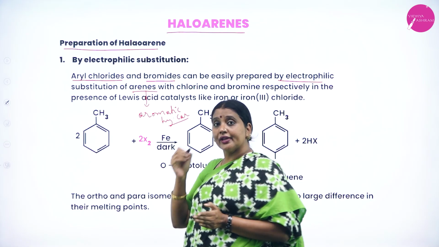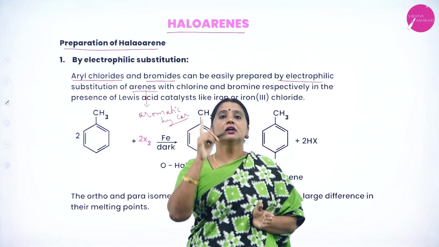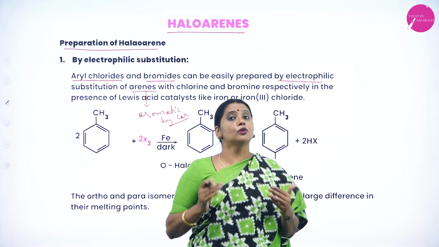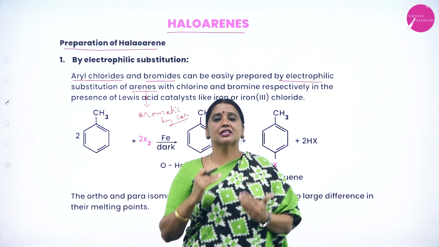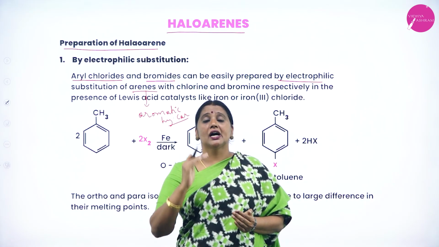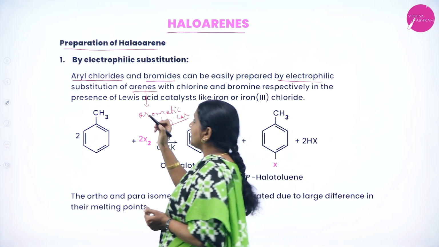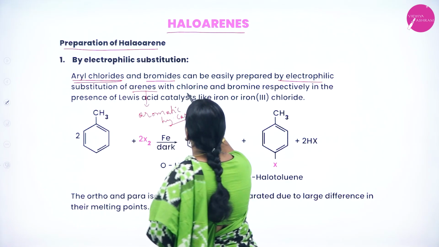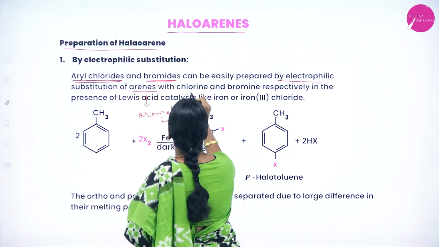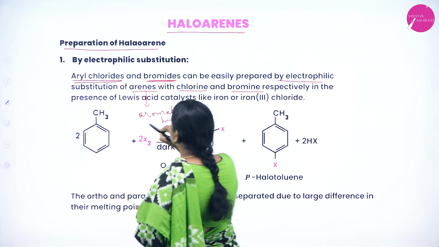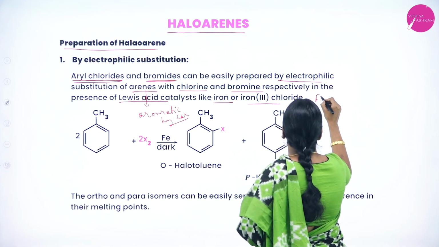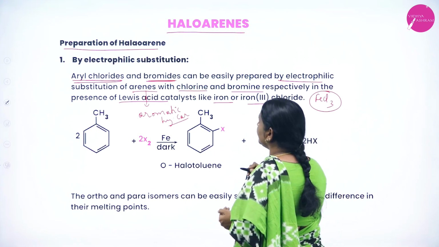So, how can you prepare haloarenes? The first method of preparation is by electrophilic substitution. Already you know about nucleophilic substitution. Now, I am going to explain electrophilic substitution of arenes. Arenes means aromatic hydrocarbons. From this we can prepare aryl chlorides as well as aryl bromides, by heating with chlorine or bromine in the presence of a Lewis acid catalyst like iron or ferric chloride, iron(III) chloride.